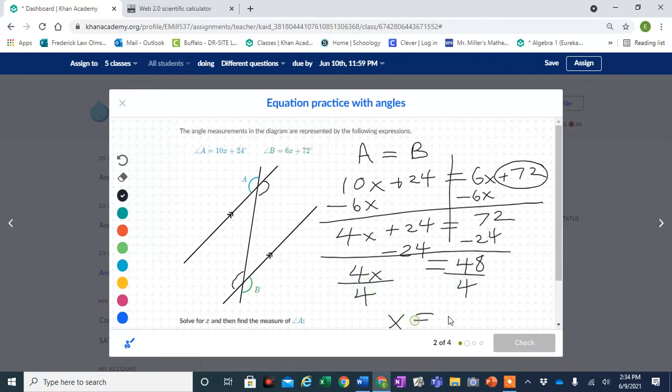I find out that x is 12. But again, it wants the measurement, in this case, of angle A. So for angle A, I have to do 10 times 12 plus 24. So 10 times 12 is 120 plus 24. So my answer should be 144 degrees.